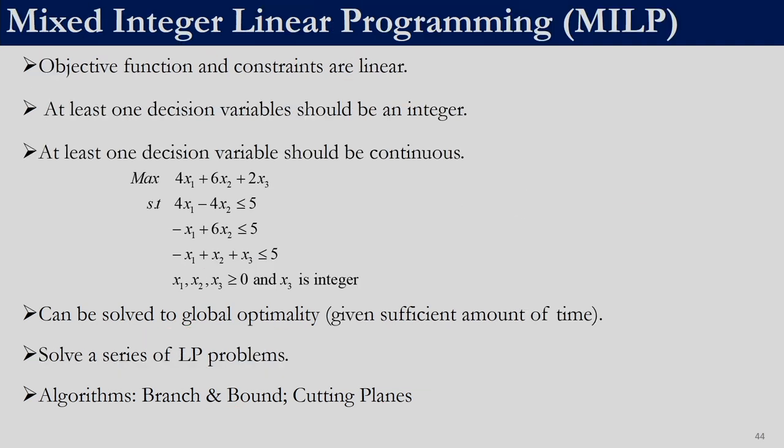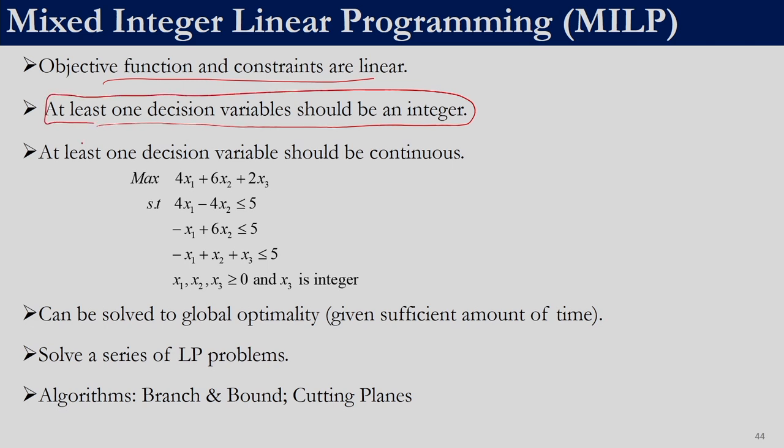So this is an example of a mixed integer linear programming problem, right? In the previous slide, we saw that all the variables were integer. Over here, the objective function and constraints are linear. At least one decision variable should be integer, right? And at least one decision variable should be continuous. That is why we have this mixed, right? So these are the constraints. This is an example, right?